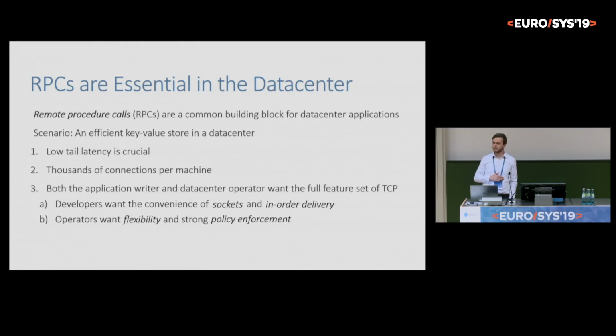The key value store itself and the underlying network stack are going to need to be able to handle thousands to tens of thousands of connections per machine on the network. So scalability is also crucial. Finally, both the application writer and the data center operator want the full feature set of TCP. Developers want the convenience of being able to write their applications directly to the sockets interface, and they want the guarantees that their RPCs will come in order and correctly. Data center operators want the flexibility of a software TCP implementation to exchange components like congestion control, and they want strong policy enforcement to ensure that all the hosts on the network get a fair, stable performance.